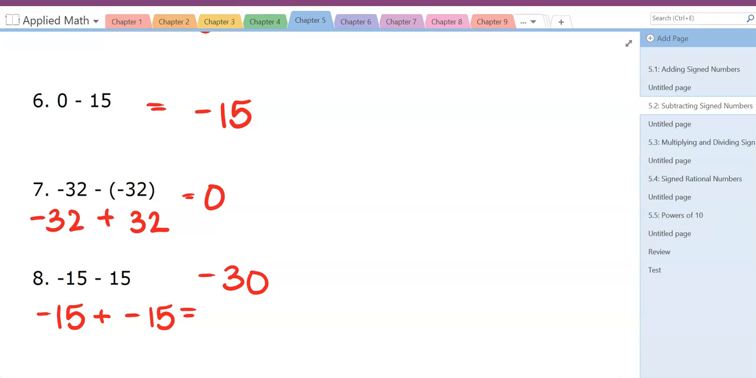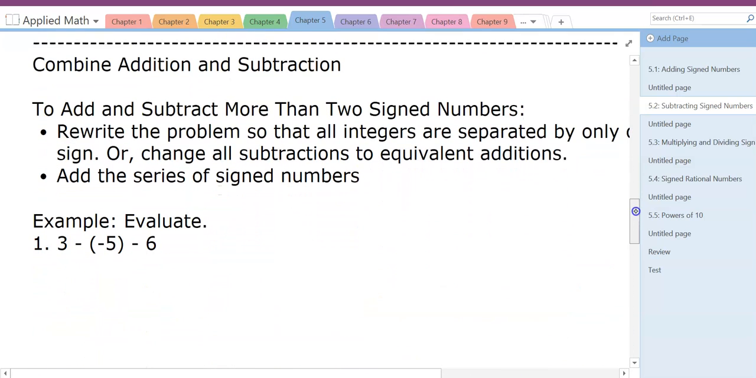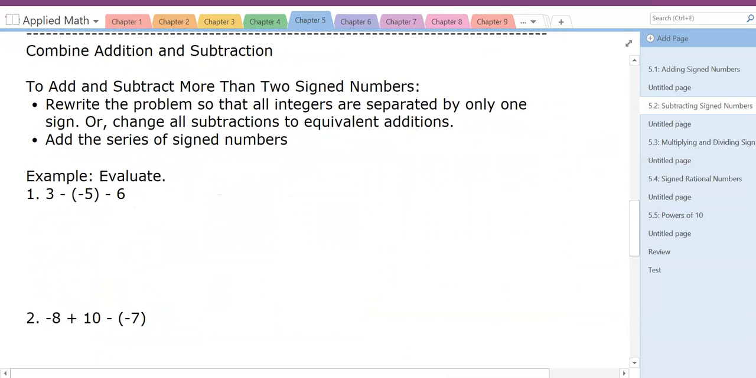Now there will be some problems that combine addition and subtraction. So we're doing a little bit of what we did yesterday and what we're doing today. If that happens, they say that you should rewrite the problem so that all of your integers are separated by only one sign. So you could also change all of your subtraction signs to addition signs and then add the numbers. If it already has a plus sign, I probably wouldn't mess with rewriting it, but if it has a minus sign, you could switch it.